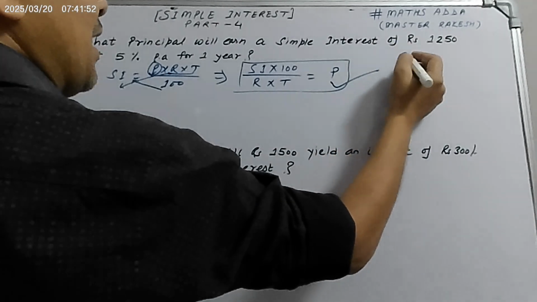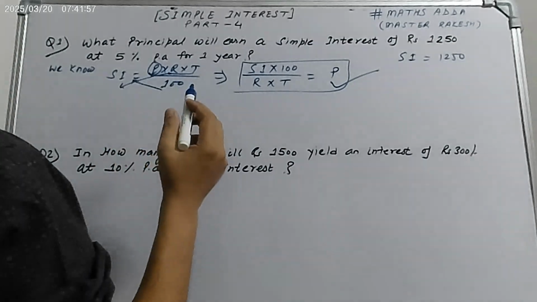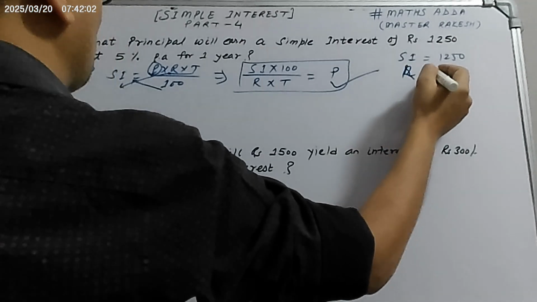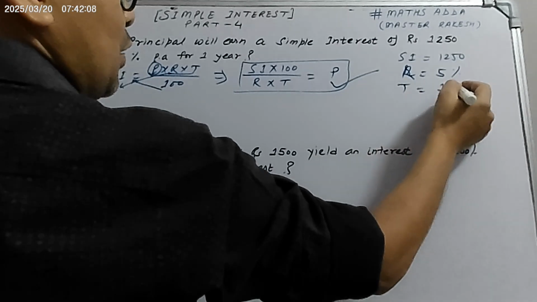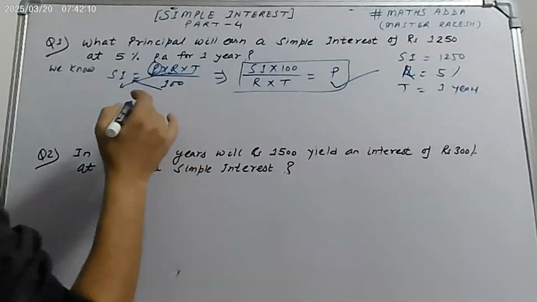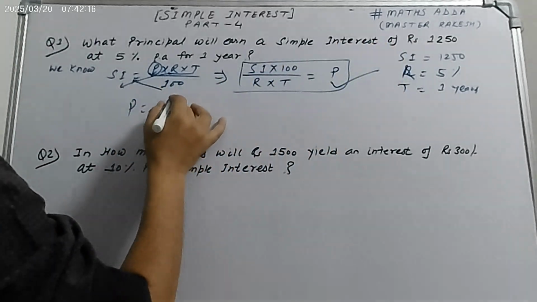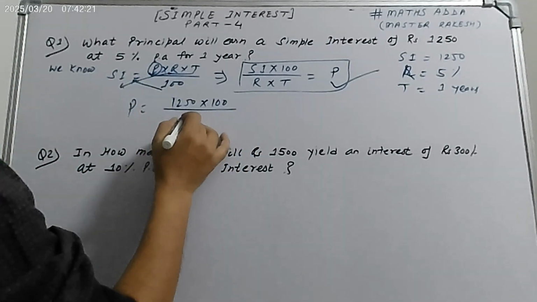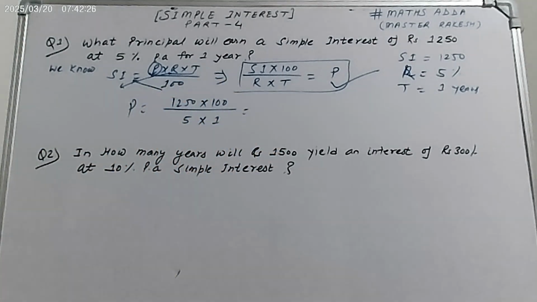So what is the SI here? The value of SI is 1250. Simple interest is rupees 1250. R is equal to what? Capital R or small r, whatever it is, 5%. T equal to what? 1 year. So P equal to SI into 100 upon R into T, that is 1250 into 100 upon 5 into 1. Now you have to solve this equation and you will get the answer easily.